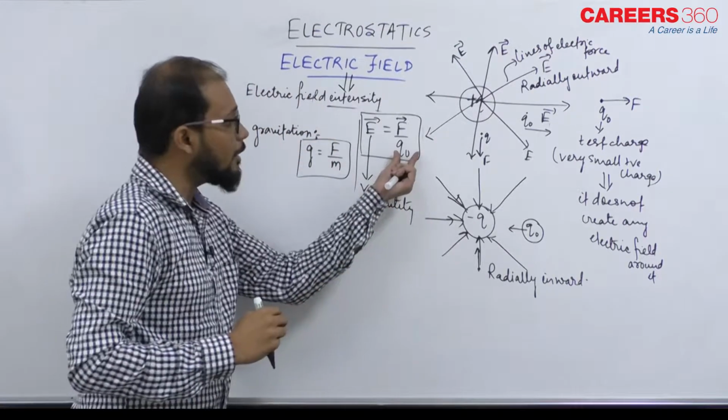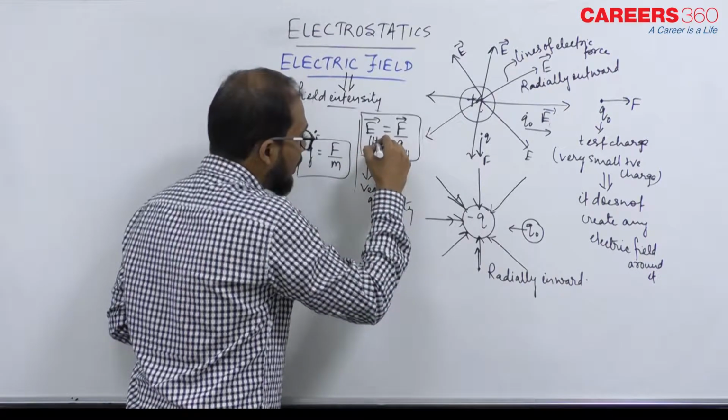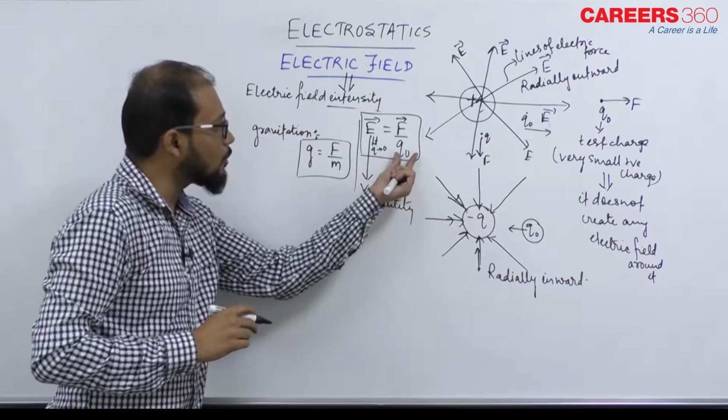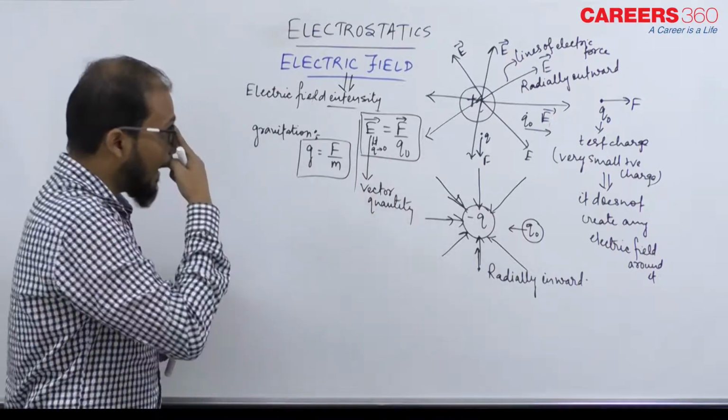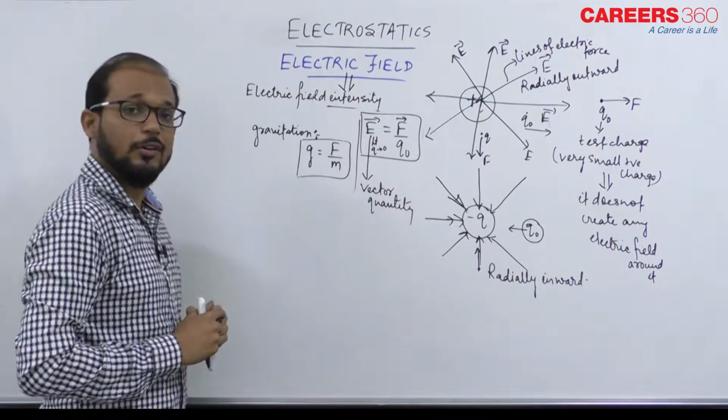And this Q naught is a very small positive charge. That means sometimes it is also written in the book as limit Q tending to 0. That means this Q naught is a very small positive charge. And since this is a vector quantity, we can also apply the principle of superposition here.